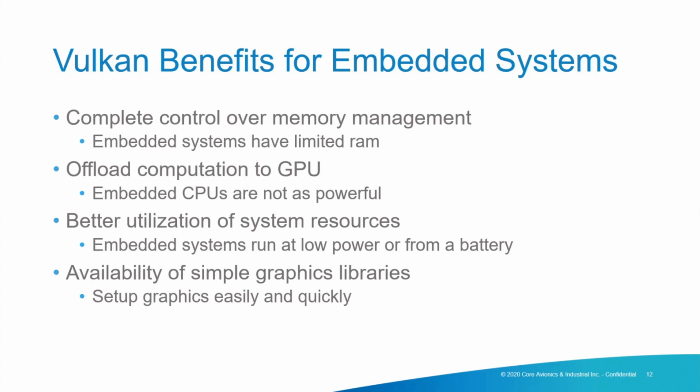The application developer knows best what they need to store in memory for their graphics application, and having undivided access to that RAM lets them choose how they're storing things to make sure that they actually have access to, for example, the 4 gigabytes on an E9171. Likewise, since the CPUs are not as powerful, computation can be offloaded to the GPU. This leads to better utilization of system resources.